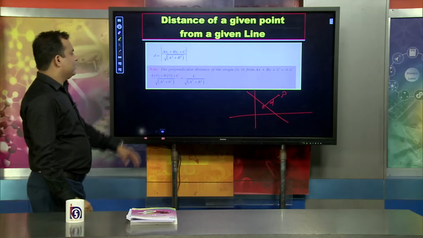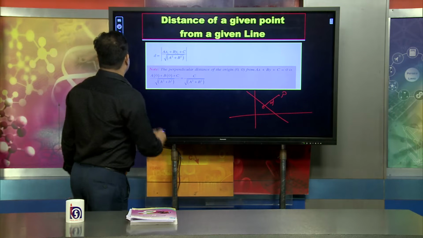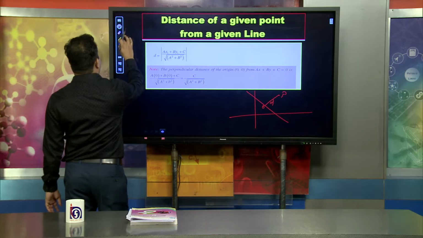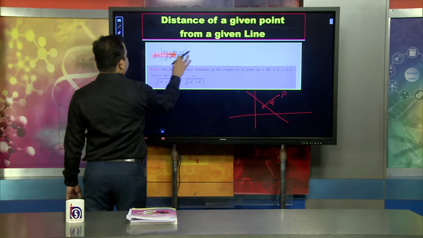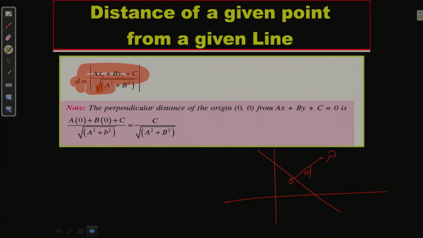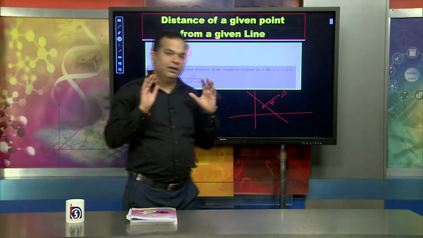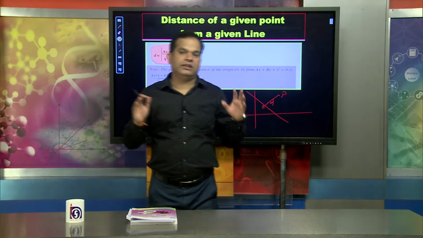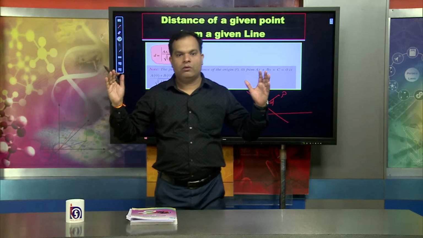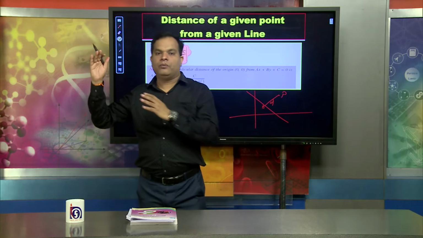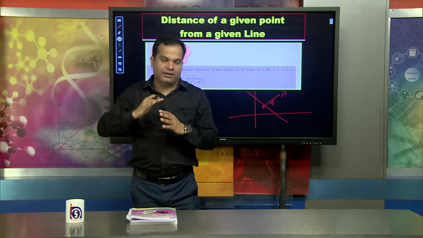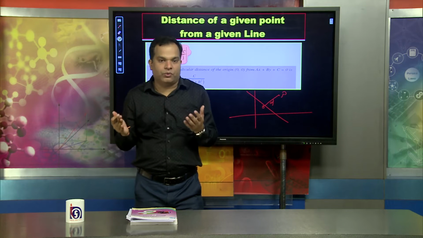The perpendicular distance is equal to the modulus of Ax1 plus By1 plus C divided by the square root of A square plus B square. This is a very important thing we have already discussed. And it is a modulus. Why is it a modulus? Learners, you remember when talking about the distance between two points, I cannot say 5 minus 7, that is minus 2, not like this.